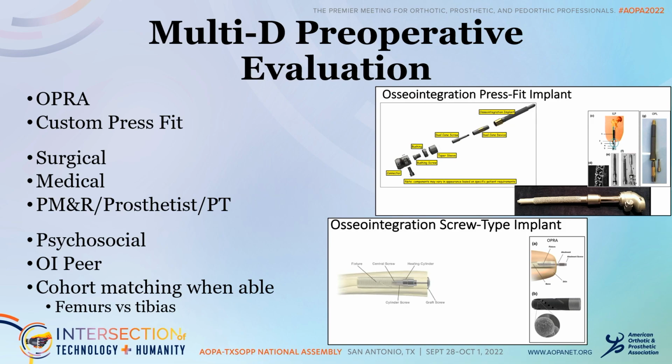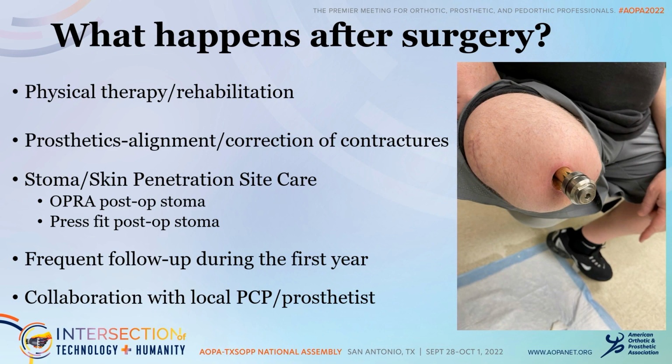So not only expectations and anatomy, but we want to make sure that we have all of these factors covered for postoperatively. So what happens after surgery? It's important that we have a thorough physical therapy and rehabilitation, a lot of alignment, which Chris will get into. We want to correct contractures instead of accommodating them with a socket, and correct them over time. There are nuances with each technique. I mentioned some of them about the skin penetration site or the stoma, depending on the technique.